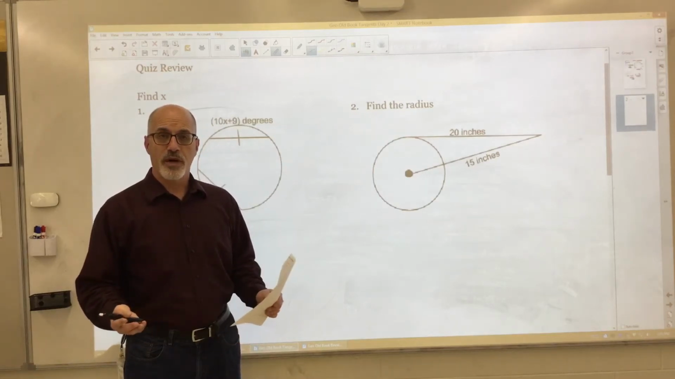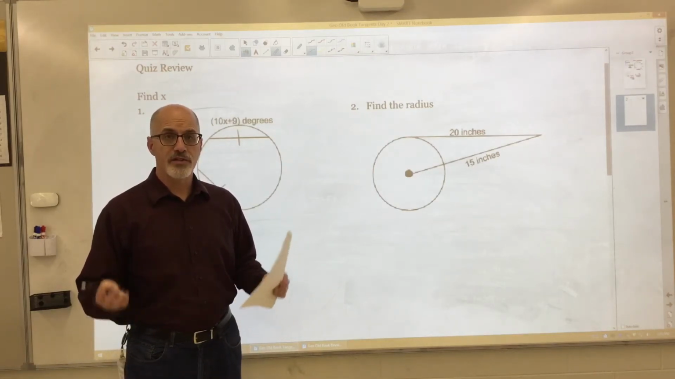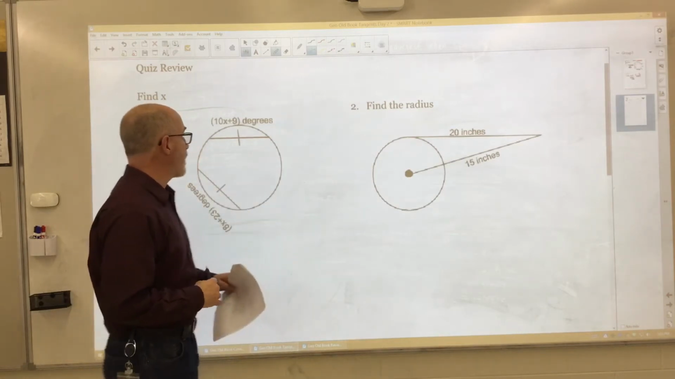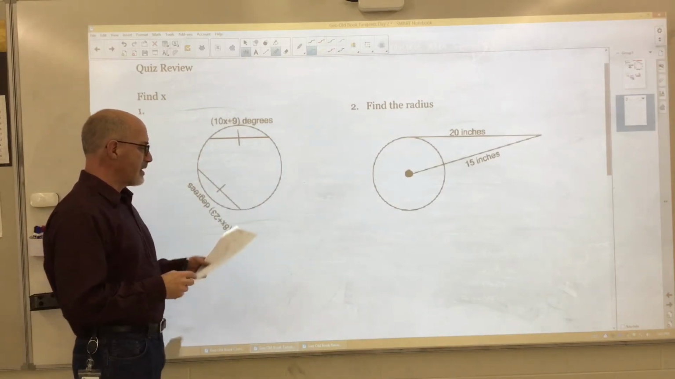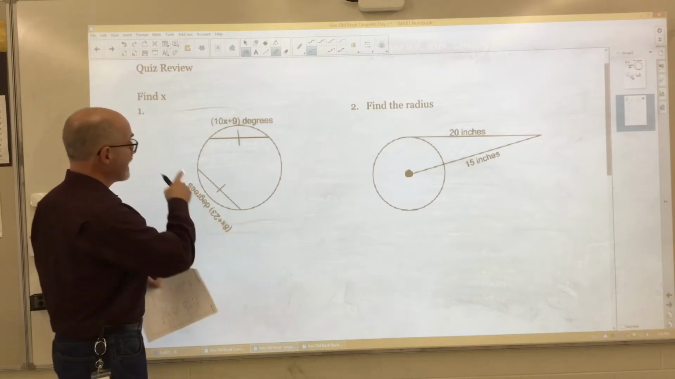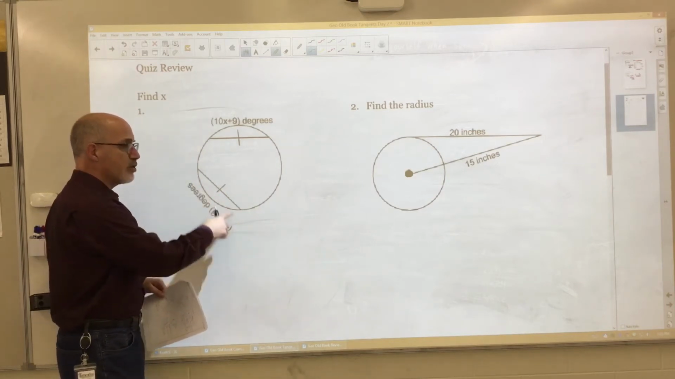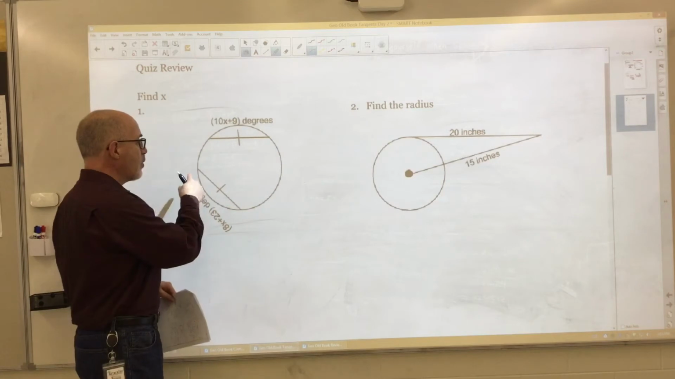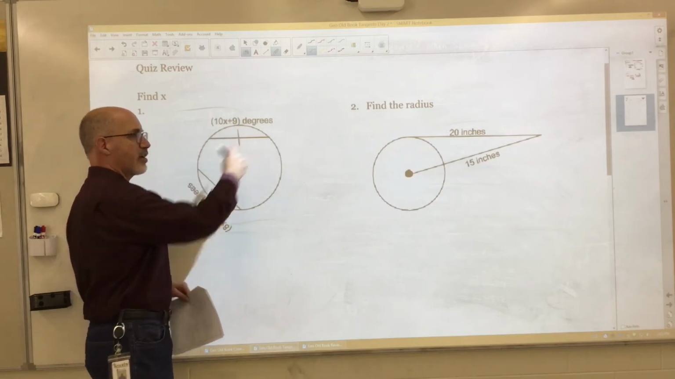Let's do some review problems about chords, angles, and arcs. Let's start with this problem, number 1 here. It tells us that if we want to find x, and we know that these two chords are congruent, what we know is that these arcs then are congruent.